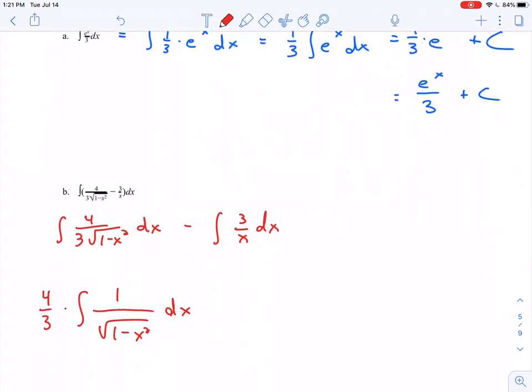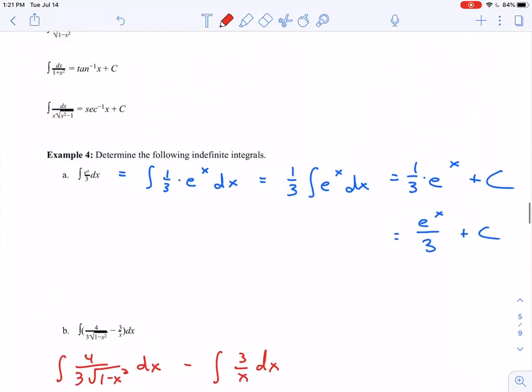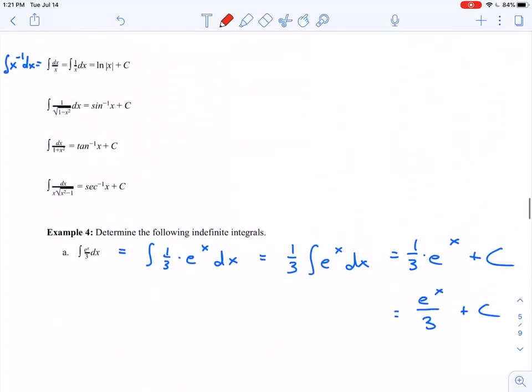3 over x, this 3 right here, I can really just think about that as 3 over 1. So I can factor out that 3 once again, just like I did with the 4/3, and that will leave me with 1 over x dx. And this is nice. It's a little bit easier to work with because now these two functions that I'm trying to integrate, that I'm trying to find the antiderivative of, look exactly like our examples up here.